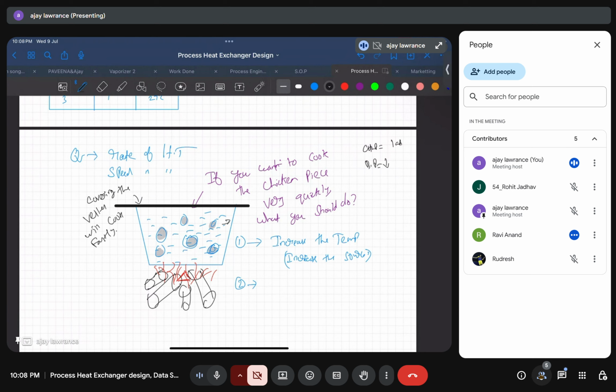How? Why? Heat was lost to the atmosphere. Exactly. Because when you cover it, there is no heat loss to the atmosphere. This is the main reason. It is not exactly insulation, but you are just preventing the escape of hot gases outside. So that is how you'll cook the chicken fast. Fine. What is the other method?